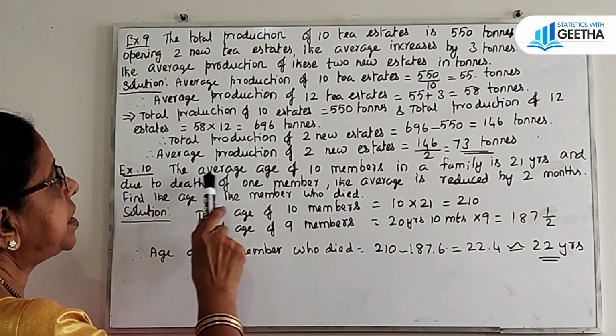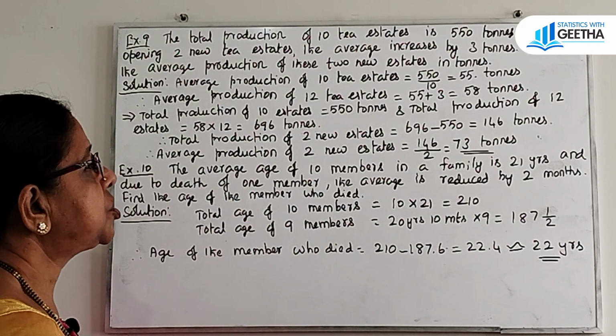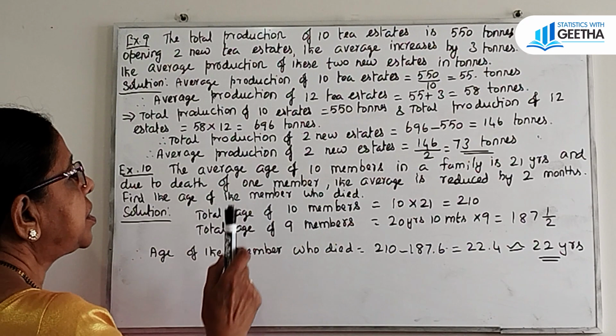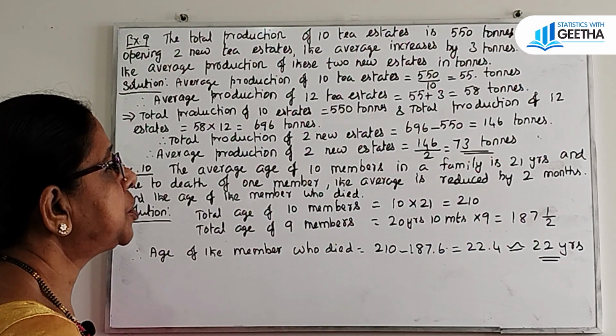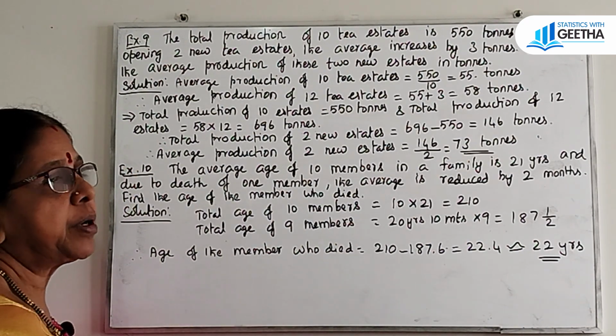Next, exercise number 10. The average age of 10 members in a family is 21 years and due to the death of one member, the average is reduced by 2 months. Find the age of the member who died.